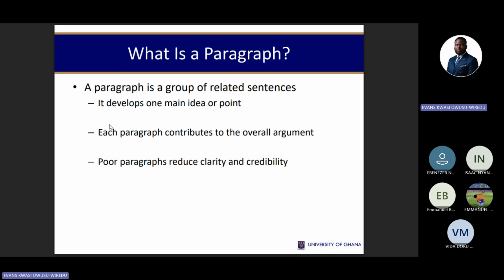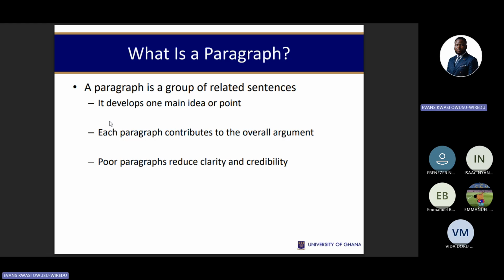Okay, so each paragraph contributes to the overall argument. What it means is that every point is being expressed in every paragraph. So every paragraph you have should explain a particular point that is related to the main idea of the whole text, of the whole topic that you are writing, right? Each paragraph you have should be able to express different ideas.